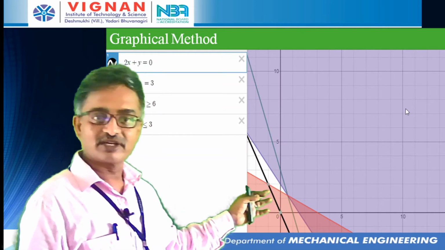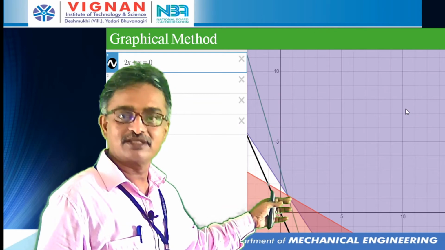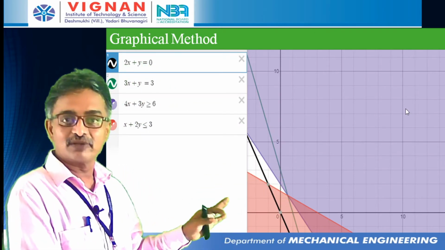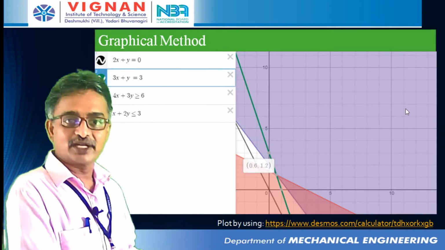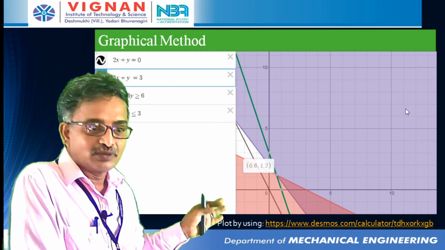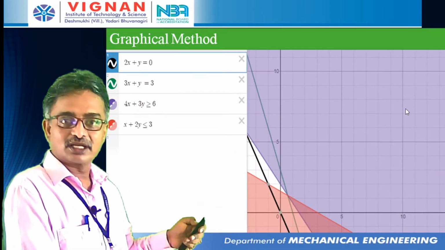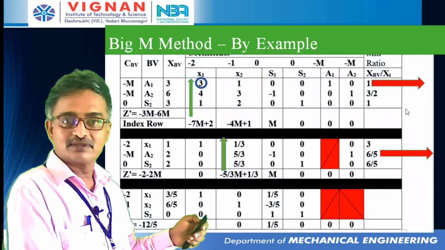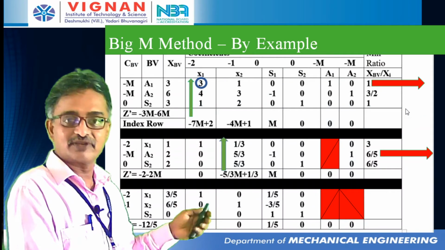only one point, because the one equation which is in equal form gives a single point. This is the only point which satisfies all your constraint equations. That is the point 0.6, 1.2, which is what we obtained in our calculation too: 3 by 5, 6 by 5. 3 by 5 is 0.6, 6 by 5 is 1.2.